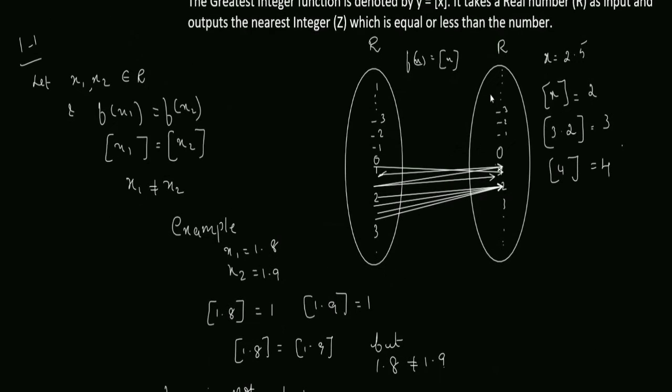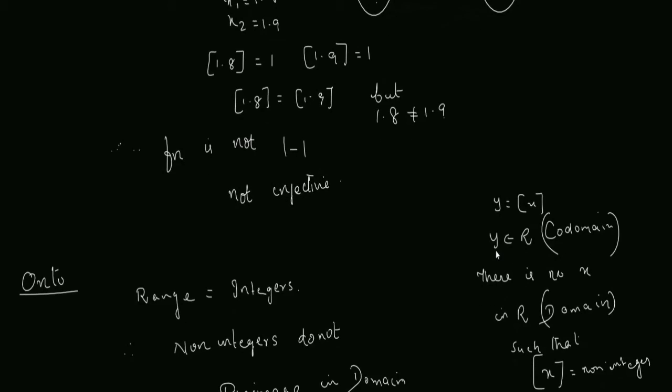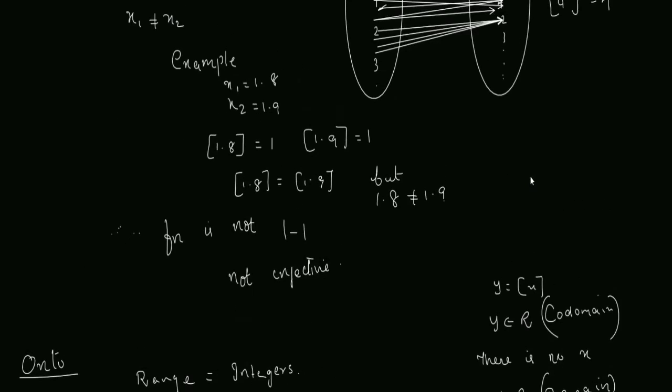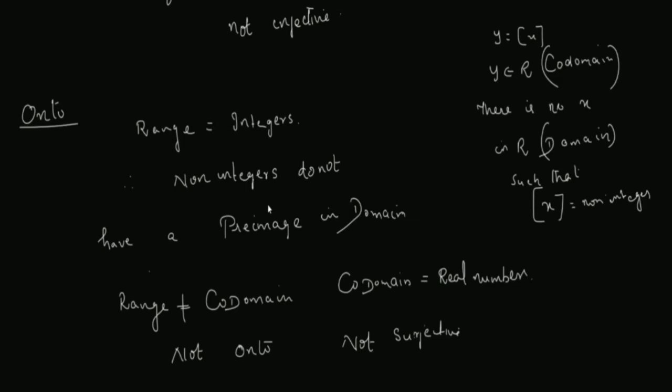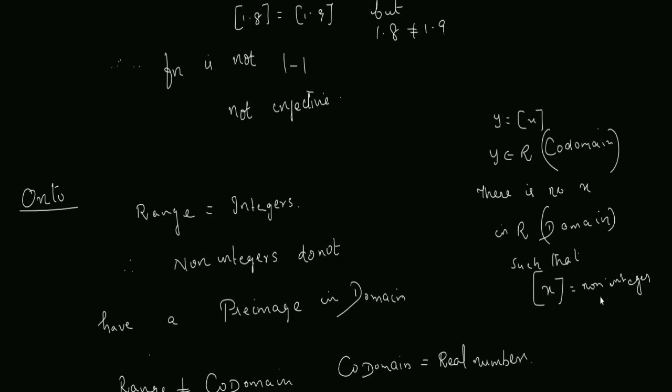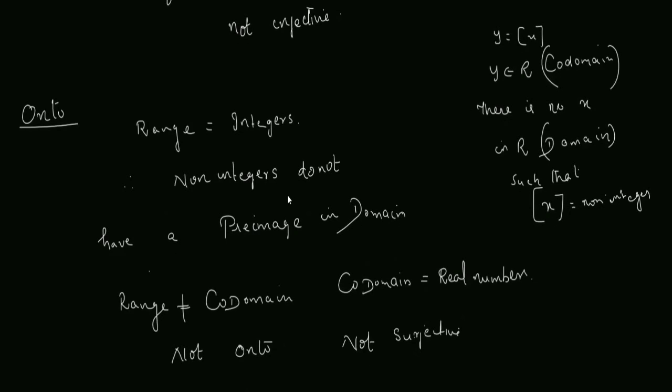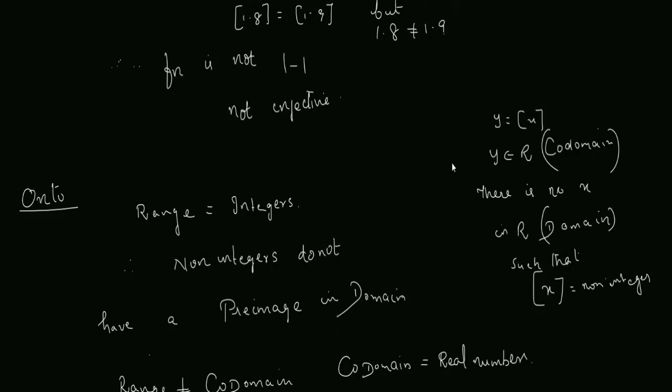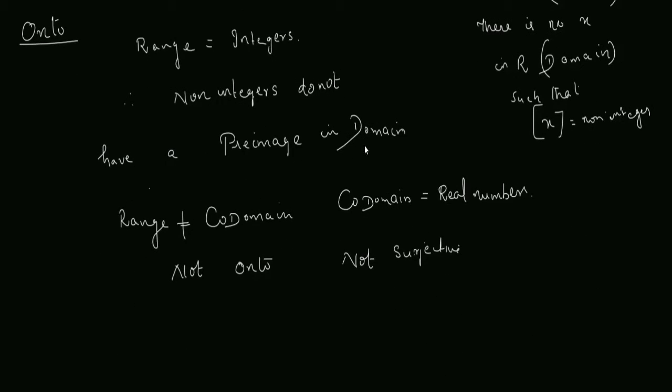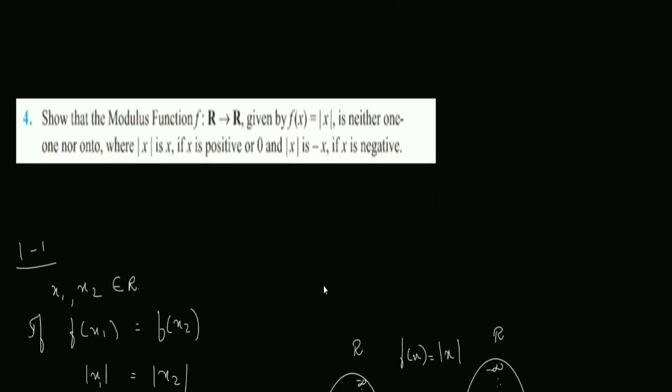Now we will check whether it is onto. So it is very clear the range is not equal to the codomain. Range is only the integers. Non-integers do not have a pre-image. That means if you take y belongs to R in the codomain, there is no x in R such that the greatest integer of x is a non-integer. We will never get a non-integer as an answer. Therefore, the range is not equal to the codomain. The function is not an onto function. Therefore, the function is not surjective. It is neither one-to-one nor onto.